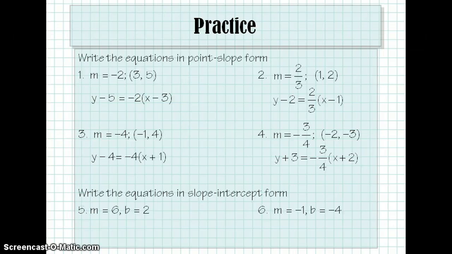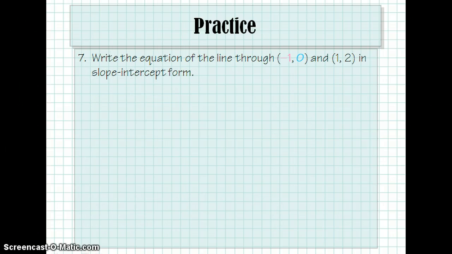Okay. Then for slope-intercept form, y equals 6x plus 2, and y equals negative x minus 4. And then finally, putting them all together, we get writing the equation of a line through 2 points in slope-intercept form. Now there are 2 methods you can use, and I really don't care which method you use, pick whichever one you like. One method is to write the equation in point-slope form and simplify it, solving for y so that you end up with y on one side and everything else on the other, which is slope-intercept form.